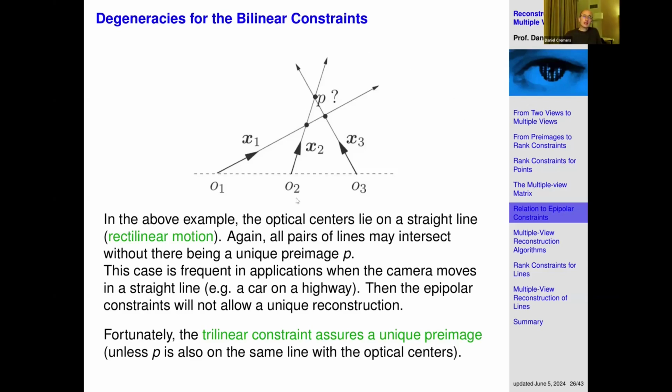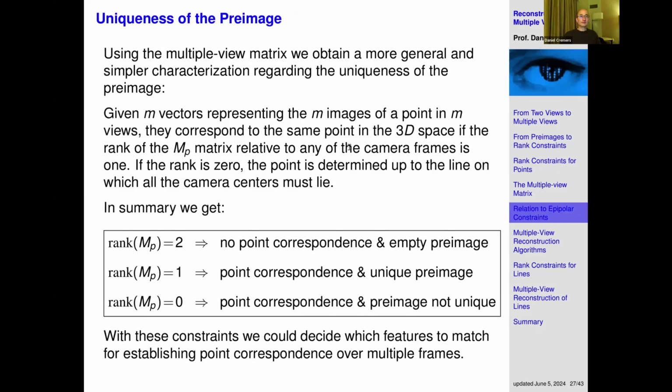And this is the key message of this chapter really, is to say that considering more than 2 images, in fact 3 images at a time, will help to better constrain the reconstruction, to assure that there is a unique pre-image, that there is a unique reconstruction. So you see that this multi-view constraint on the rank of this multi-view matrix MP, it allows us to distinguish three different cases.